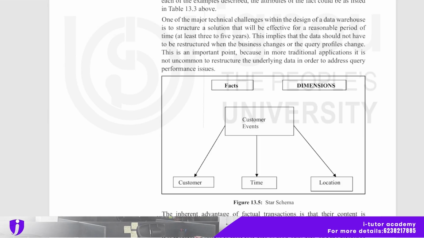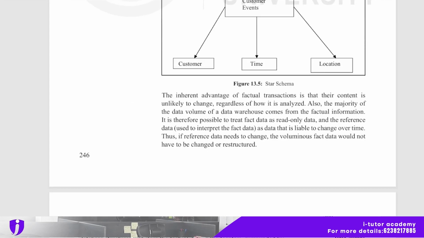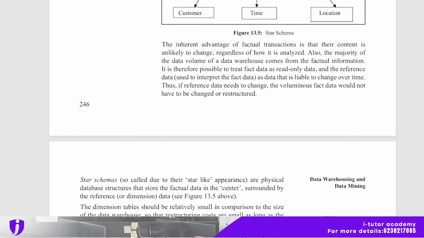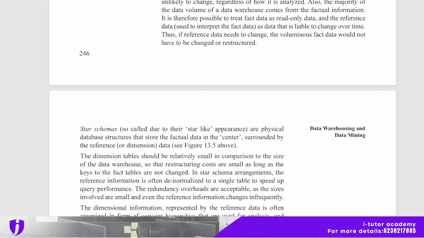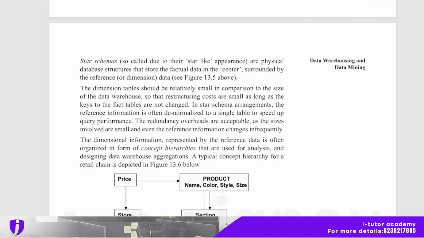So here is figure 13.5, that is the star schema. There is the fact and the dimensions; the customer event is divided into three: customer, time and location. The inherent advantage of factual transactions is that their content is unlikely to change regardless of how it is analyzed. Also, the majority of the data volume of a data warehouse comes from the factual information. It is therefore possible to treat fact data as read-only data and the reference data as data that is liable to change over time. Thus, if reference data need to change, the voluminous fact data would not have to be changed or restructured.